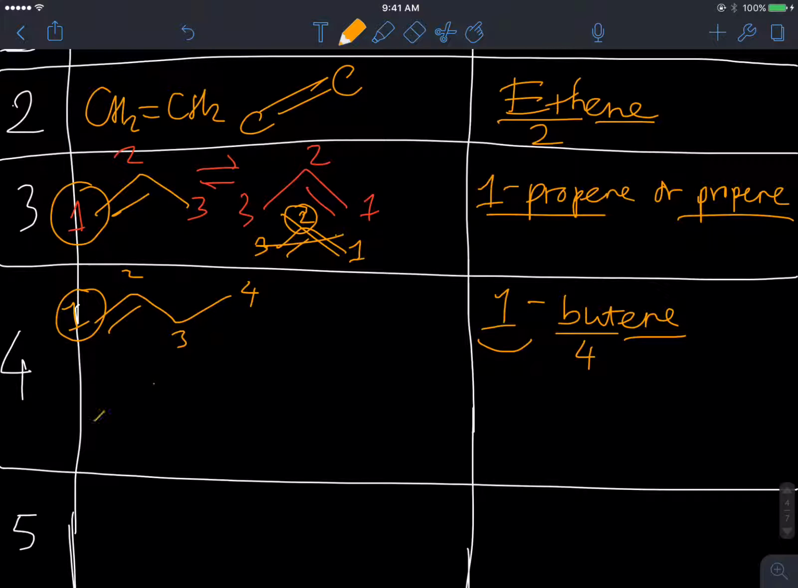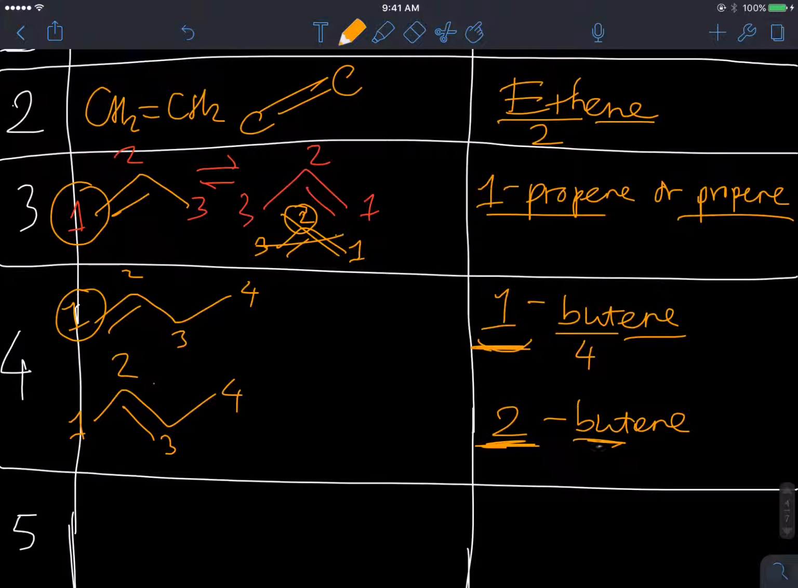How about this structure? 1, 2, 3, 4. That's a 2-butene. See the difference? It's number 1 right here, number 2, and BUT is the 4 carbons, ENE stands for suffix. Right here, number 1 is the first location of the double bond, and the second right here is the second location of the double bond in the structure.